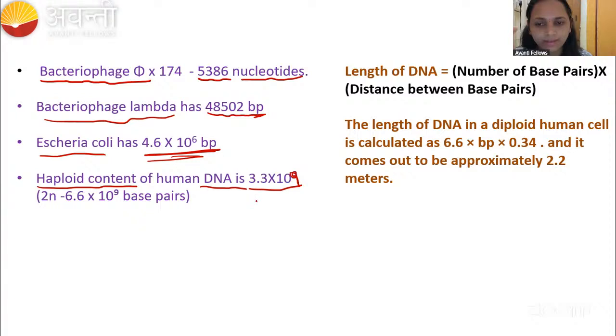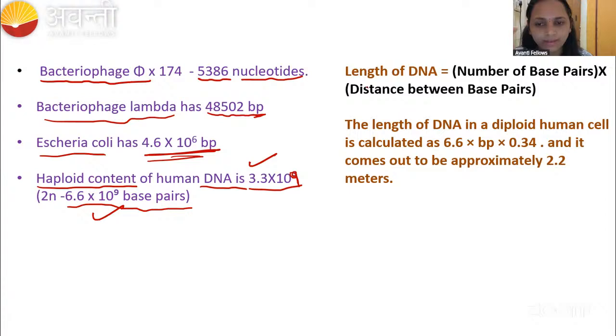If they ask about the diploid human DNA content, that is 6.6 into 10 to the power of 9 base pairs. Don't get confused, guys. When you are in a hurry filling the MCQ in the exams, you have to observe whether the value is given for the haploid or for the diploid. So 3.3 is for the haploid, and 6.6 into 10 to the power of 9 is for the diploid.